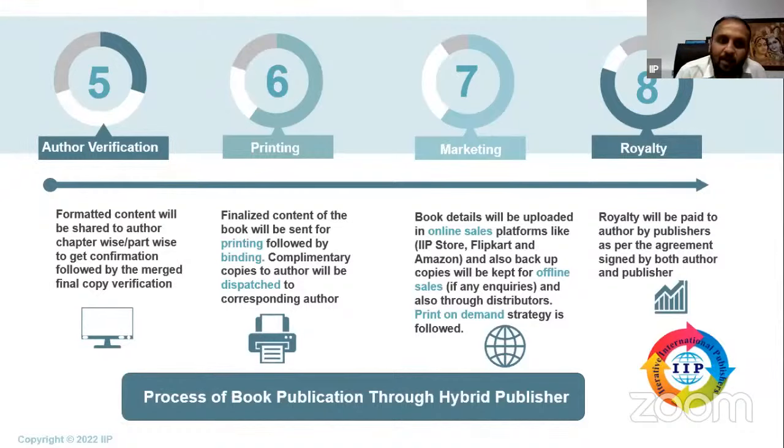Here comes the printing as per the size, as per the author requirement or as per the publication standards, and the printing will be done, followed by the binding. Binding may be hard bind or soft bind, and that will be done as per the author requirement, and the complementary copies as per the agreement we will dispatch to the author. All this printing, binding, and dispatching comes under this printing stage.